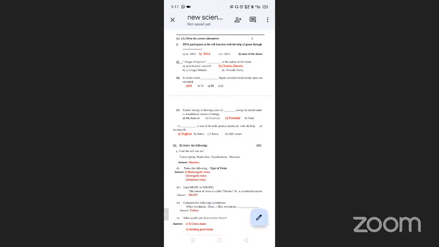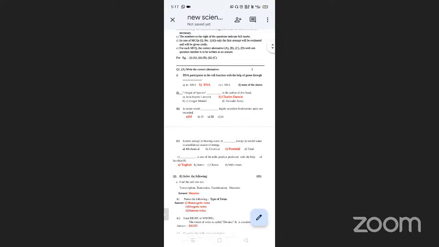Then the fifth question is, dash is one of the milk products produced with the help of lactobacilli. Option number A is yogurt, B is butter, C is cheese, and D is milk cream. So what is prepared with the help of lactobacilli? Yogurt, right? So option A, yogurt, is the correct one. You are supposed to write it as 5A, yogurt. In this way, you have written all 5 correct answers. You select the correct alternatives and write them with their option number. That will give you the complete 5 marks.